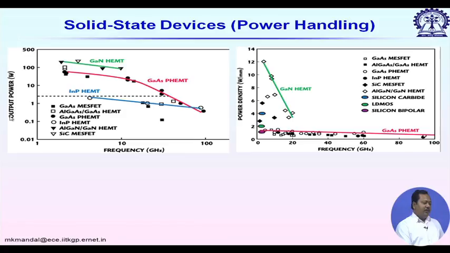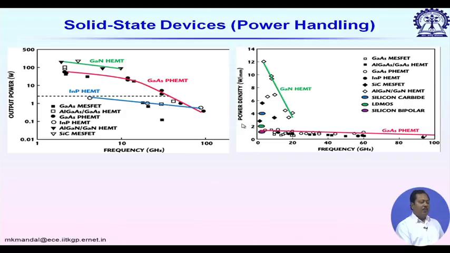In the first figure, we are showing the output power versus frequency. If we increase frequency, the maximum output power from the device decreases. Again, we can see that gallium nitride based HEMT provides maximum power, whereas gallium arsenide based PHEMT provides higher frequency operation. We also have indium phosphide HEMT, which goes beyond 100 gigahertz.